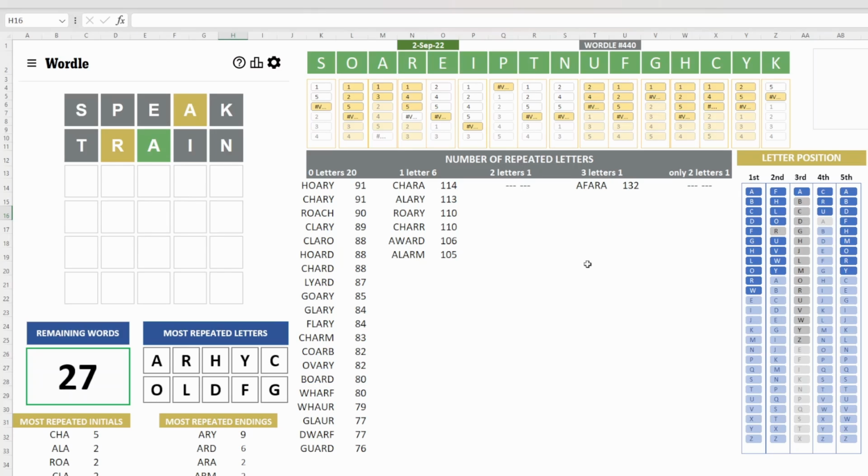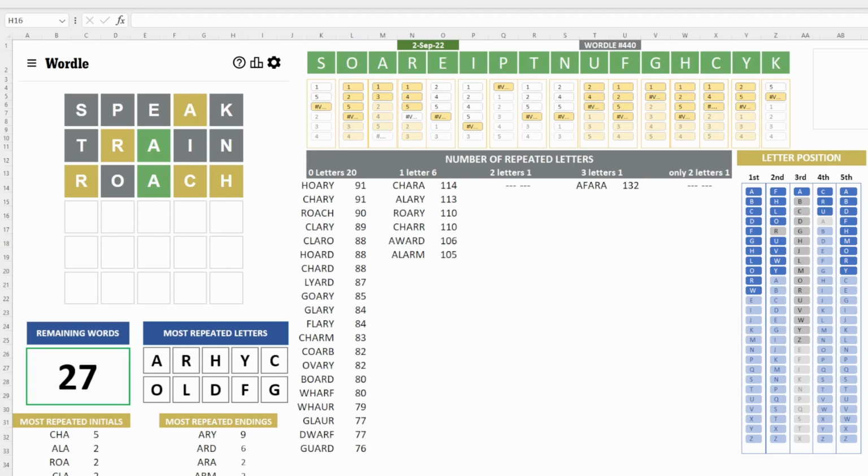Now we only have 27 words remaining, and with A and R, H, Y, C are the next popular letters. And of those 27 words, I'm thinking that maybe roach could be one of the answers. Charm, board, or dwarf. Or guard could be, but let me go with roach. Let's use roach because I think even if it's not the answer, it's gonna help us remove a lot of letters.